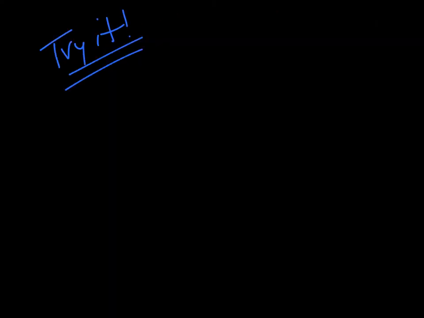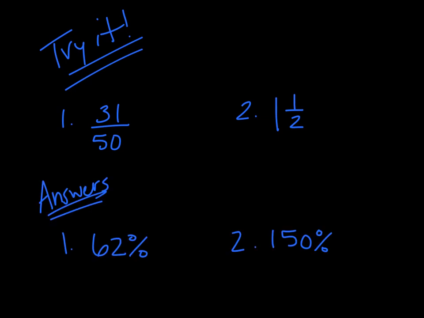Here are a couple more try-its. This time we're going from write the fraction or mixed number as a percent. So you're taking both of these fractions or this mixed number and you're making it a percent. Just follow the example of what we did in example 2, and I'll have the answers for you in just a second. And then here are your answers.